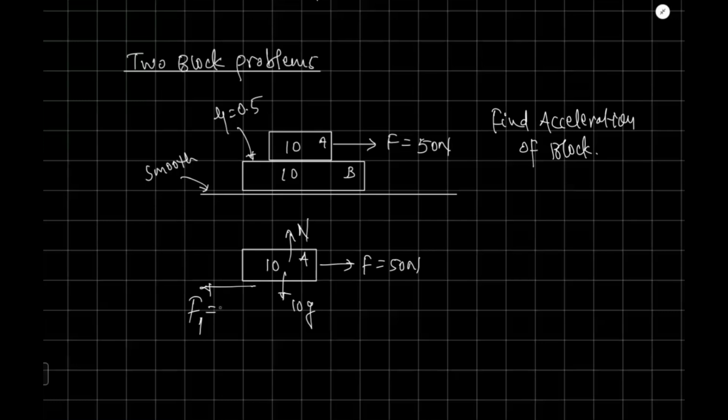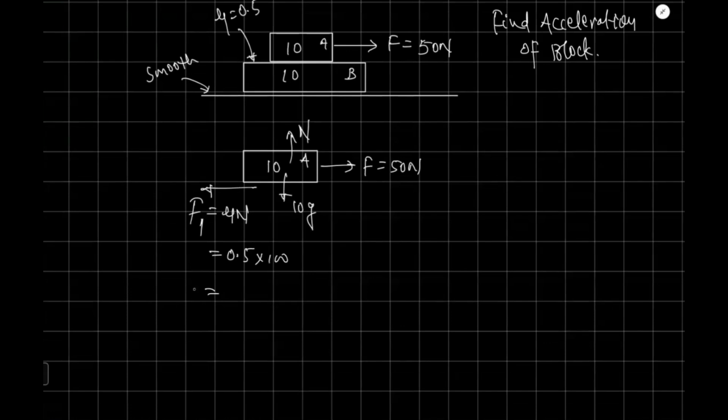So I can say F1 is nothing but mu into N, and the value of mu is 0.5, and the value of N is 100 Newton. So you'll get F1 as 50 Newton. So if you see this block, what will happen? The net force on this block is going to be 0. So F net on block A is what? 50 minus 50, that is 0.